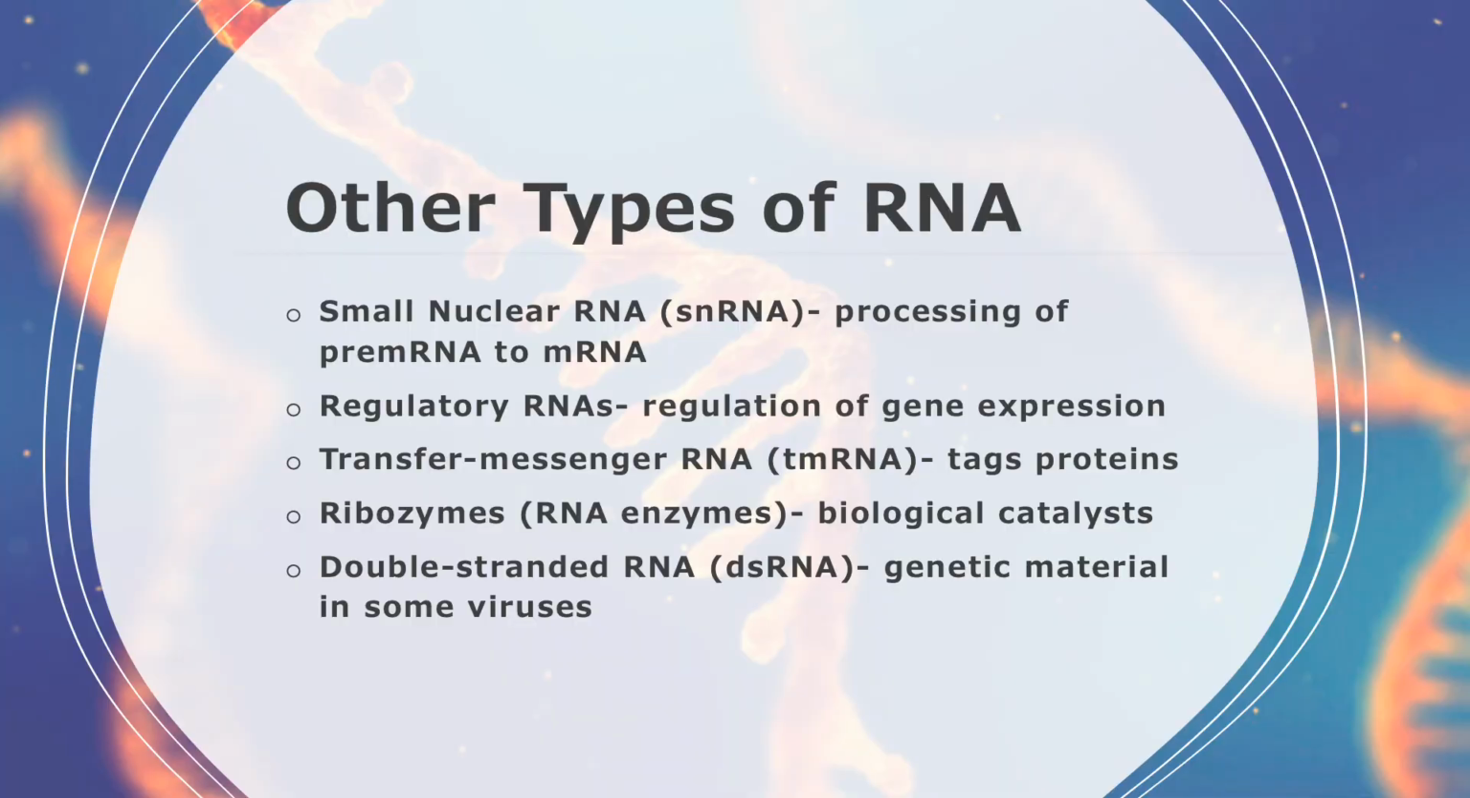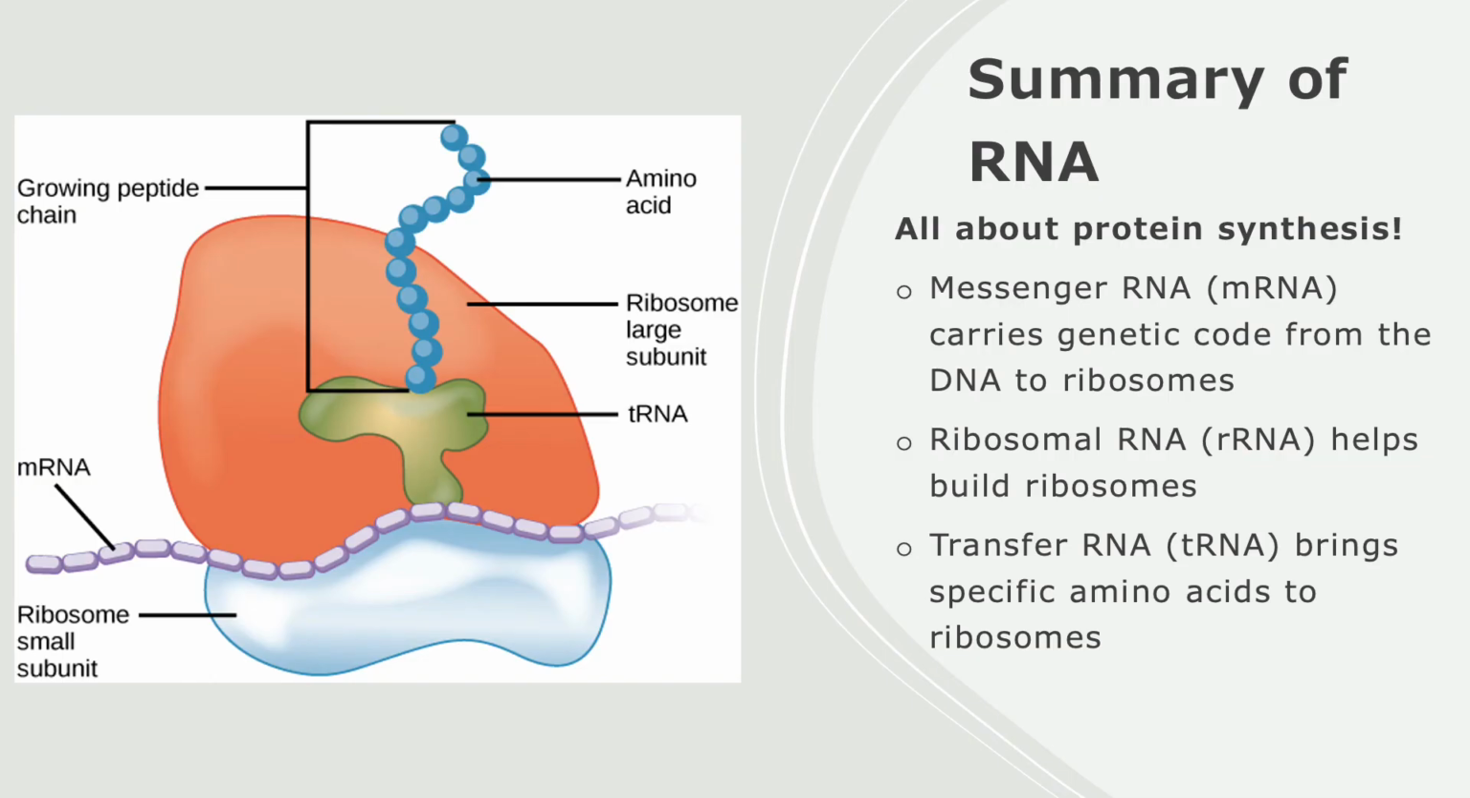So like I mentioned before, there are many other types of RNA. Some of them are listed here. Like ribozymes are biological catalysts that are RNA enzymes. There's double-stranded RNA, there's regulatory RNAs, there's snRNAs, there's many different types. They all have different functions. But in summary, those are the 3 main types.